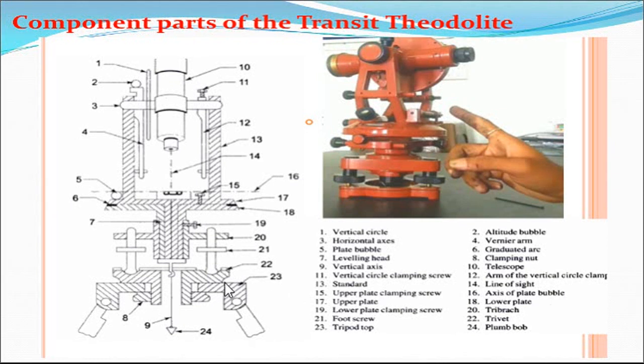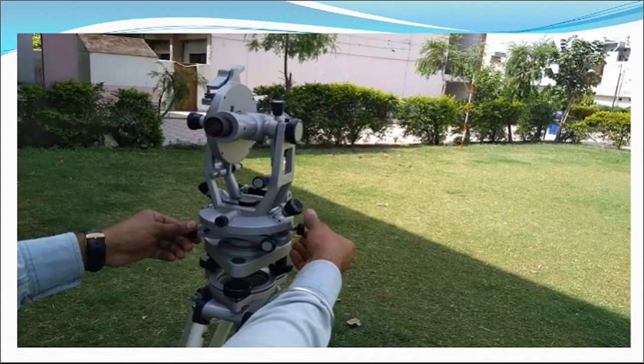Number 20 is the tribrach, which is fixed with foot screws. Number 21 are the foot screws. Three foot screws are there, you can see them in this image. 22 is the trivet. 23 is the tripod stand. To fix this instrument we also need a tripod stand. These are the various components, and in this picture you can see how the instrument is fixed on the tripod stand and how it is operated.